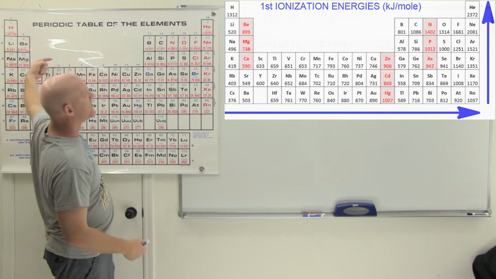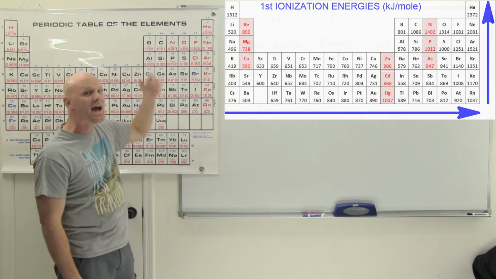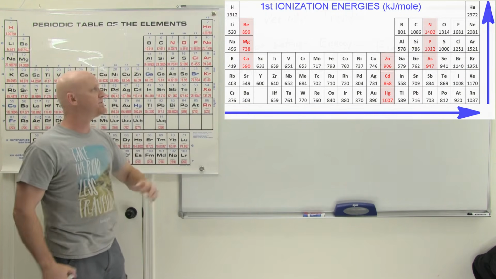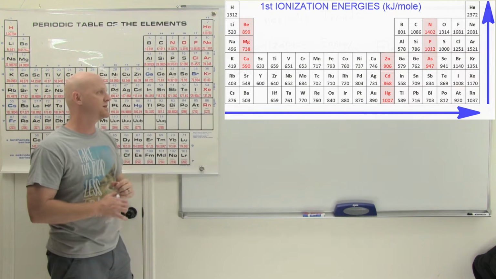Same thing as you go across a period. As you go across a period, your effective nuclear charge is increasing and the atoms are getting smaller, both of which explain why your ionization energy is going to increase.